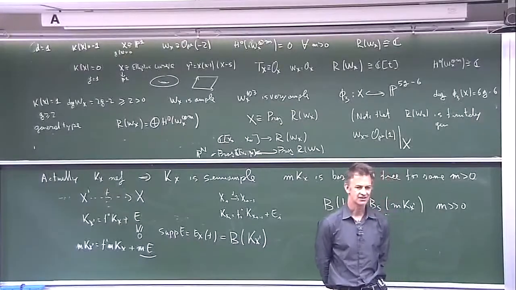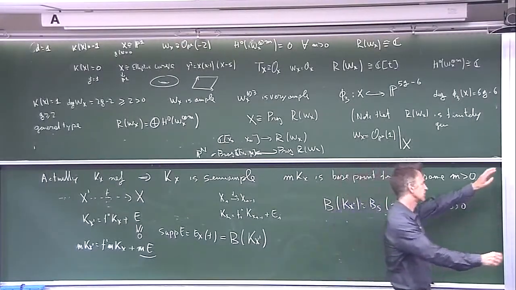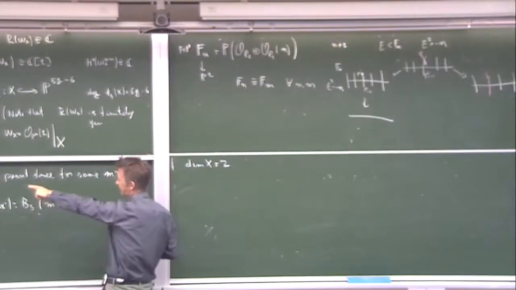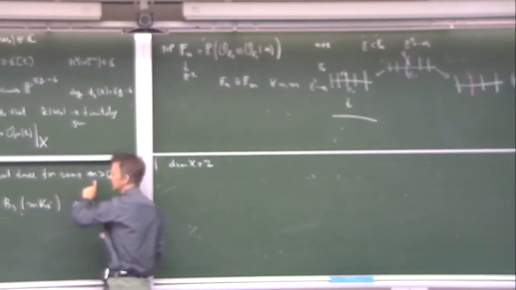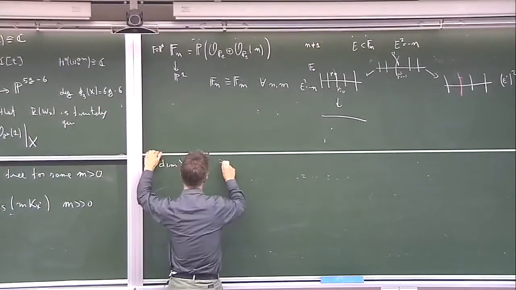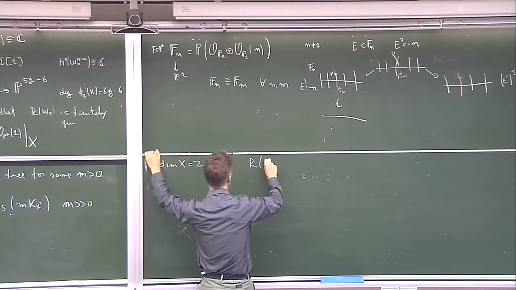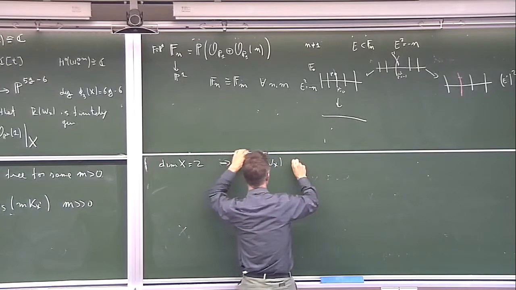Should I get started again? OK, so continuing with the dimension of X equals 2, I'm almost done with that case. So I said that mK_X is base point free for some m greater than 0. That actually tells you, by an easy argument, that the canonical ring is finitely generated.